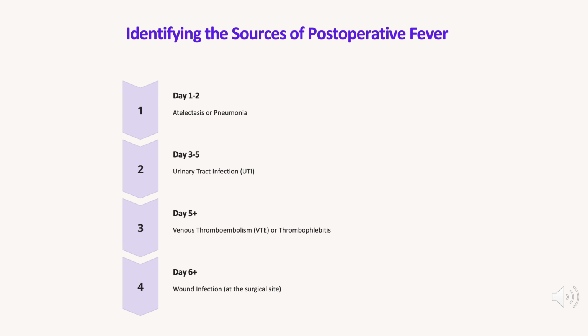Identifying the sources of postoperative fever. Day 1 to 2, atelectasis or pneumonia. Day 3 to 5, urinary tract infection, UTI. Day 5 plus, venous thromboembolism or thrombophlebitis. Day 6 plus, wound infection at the surgical site.